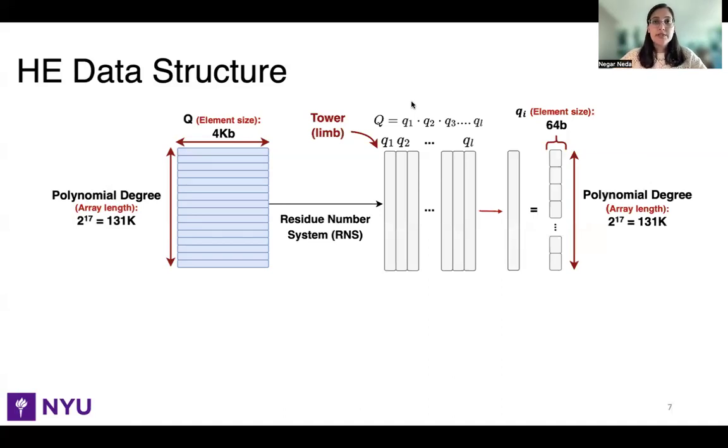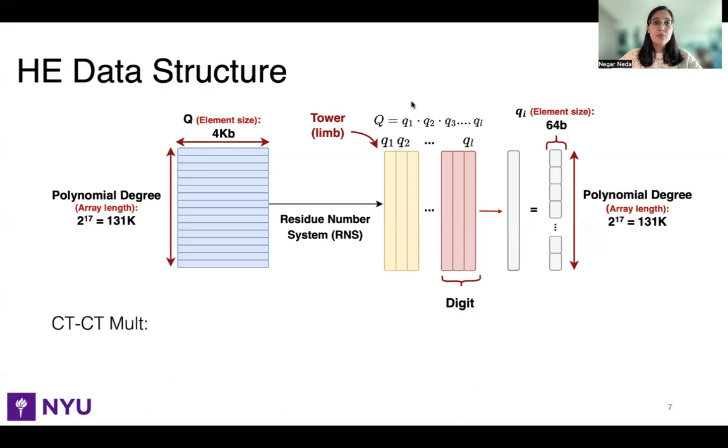One of the optimizations that hybrid key switch does is that it groups sequential towers together and processes them separately. Each group of these towers I'll call the digit, and we will use this term digit in the next slides.